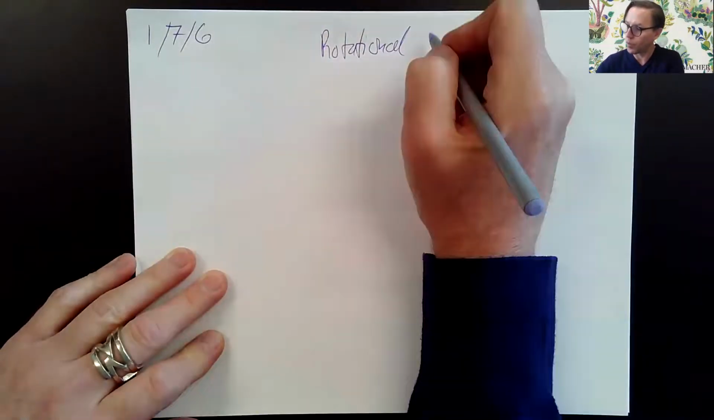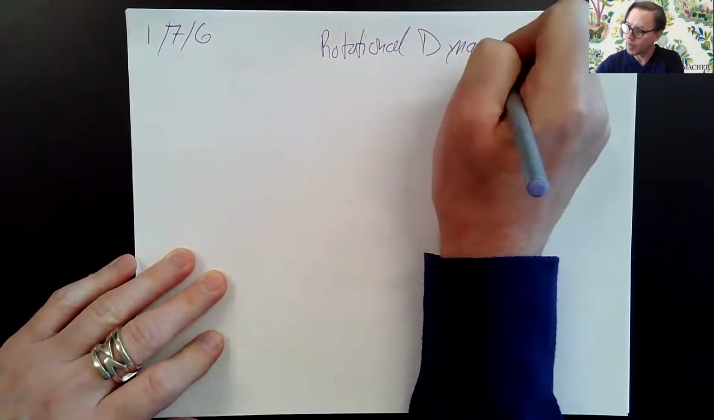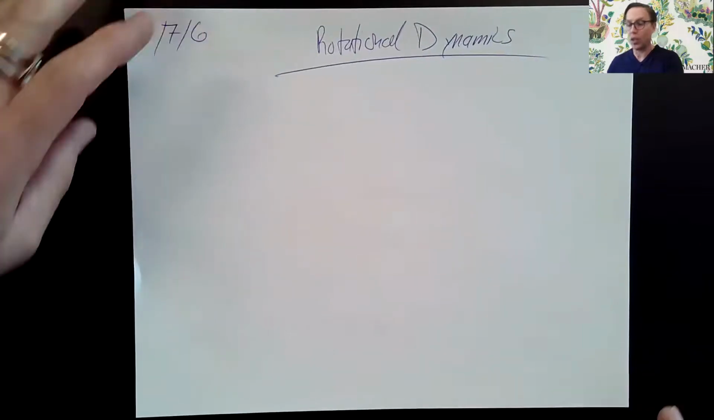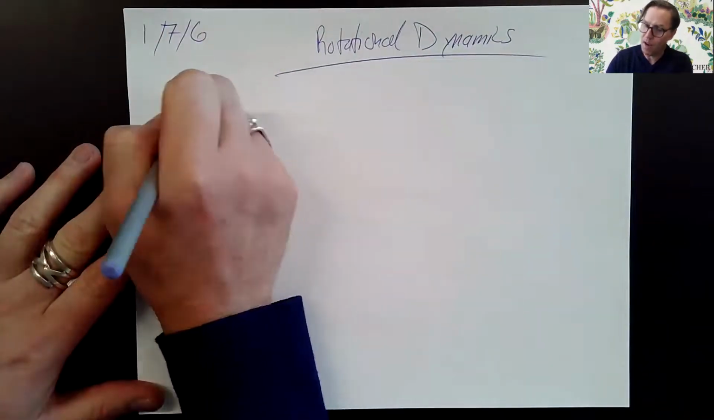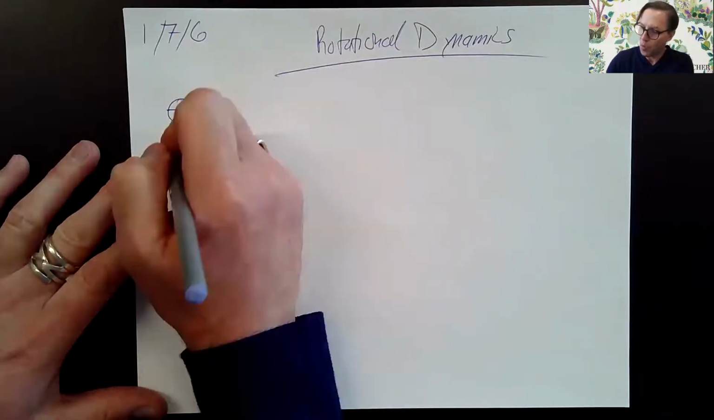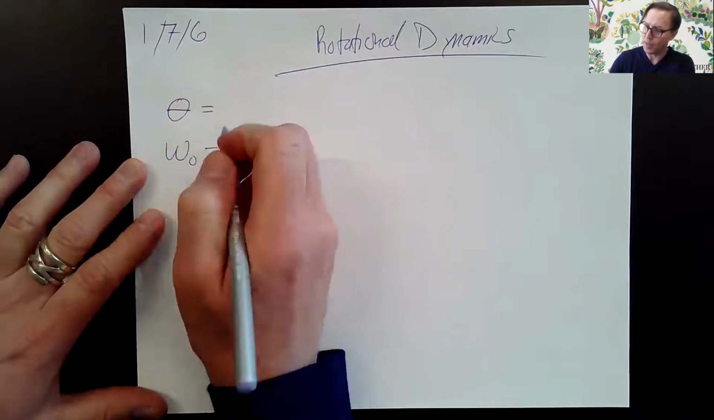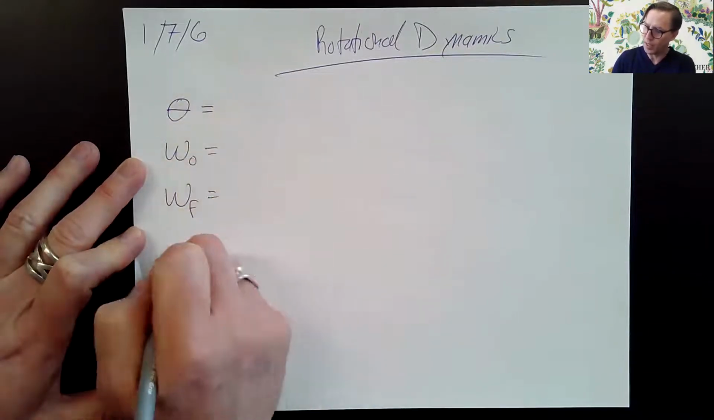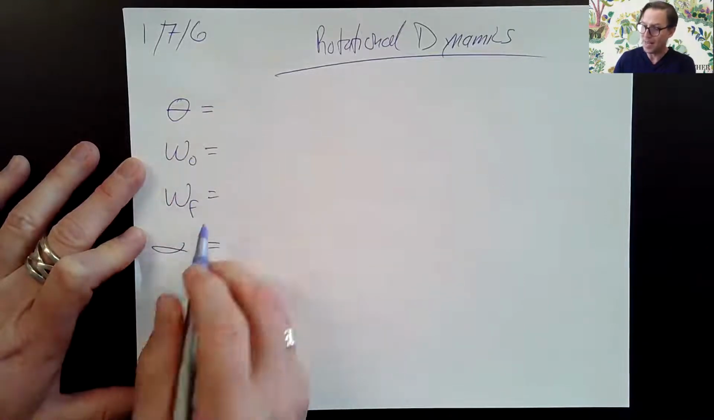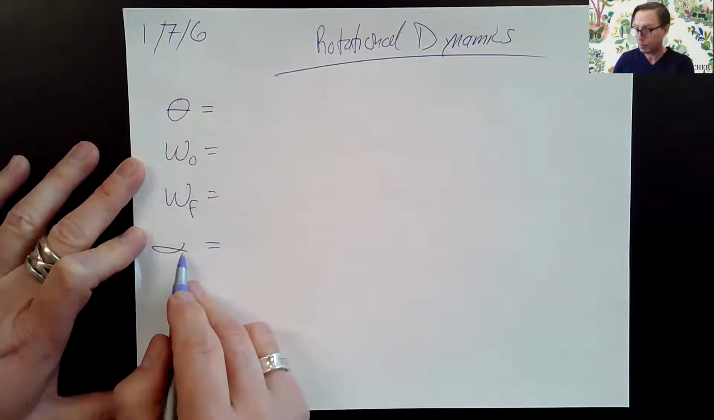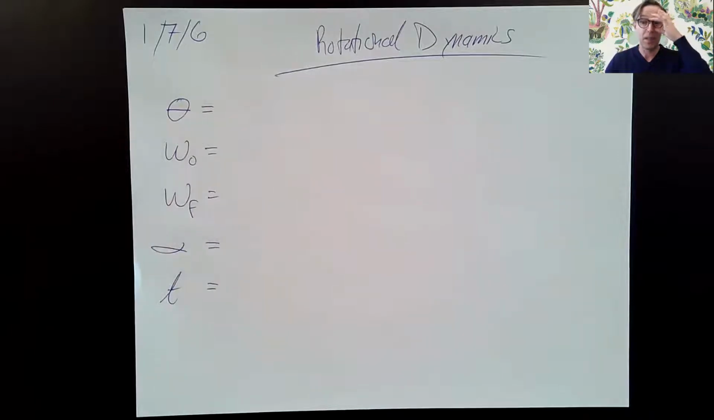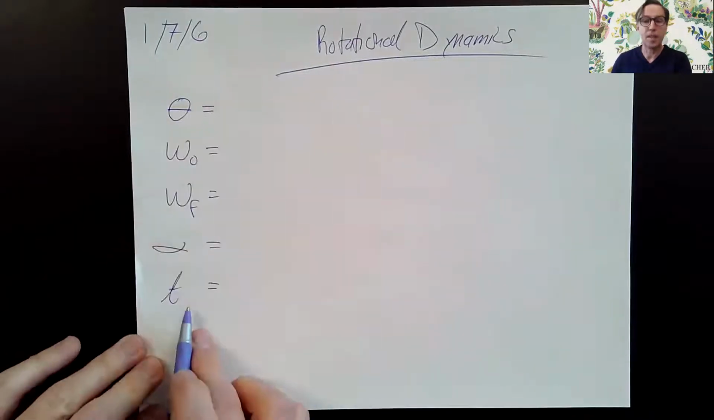Unit 7 is called Rotational Dynamics. In rotational kinematics, we learned about rotational motion. We measured how far something rotated, what the angle of rotation was, sometimes called angular displacement. We asked, what was its original angular velocity? What was its final angular velocity? If its angular velocity at the beginning and the end were different, that meant it had an angular acceleration that was not zero. And of course, all of this happens in a certain amount of time. These were the rotational kinematic variables.